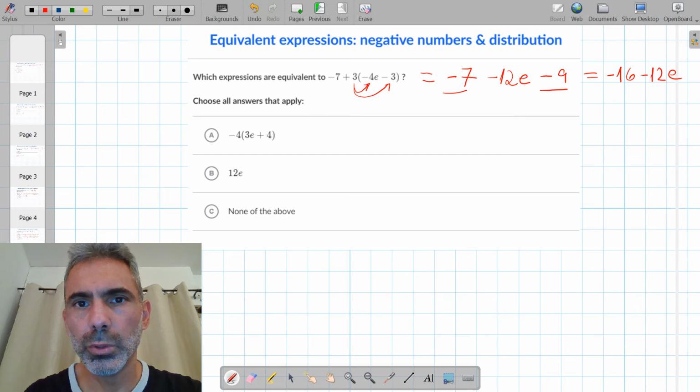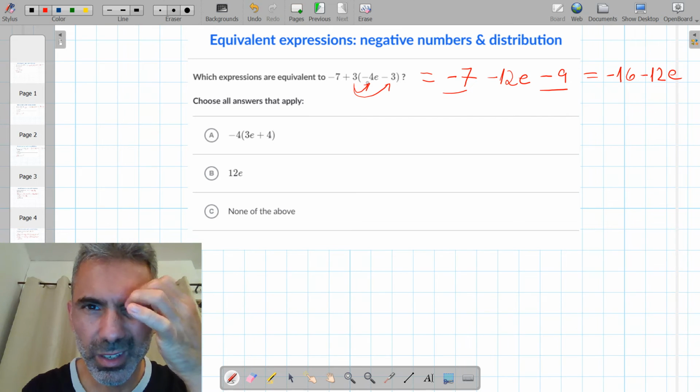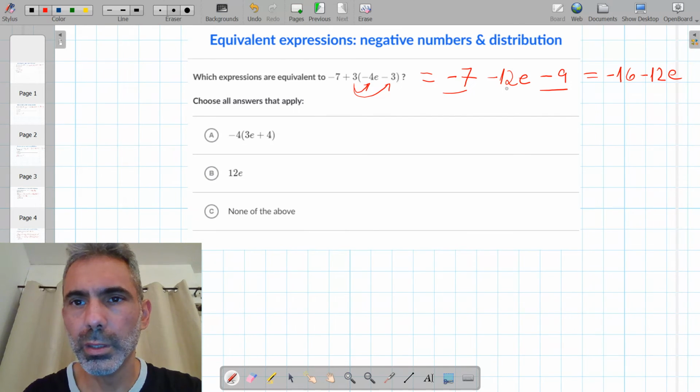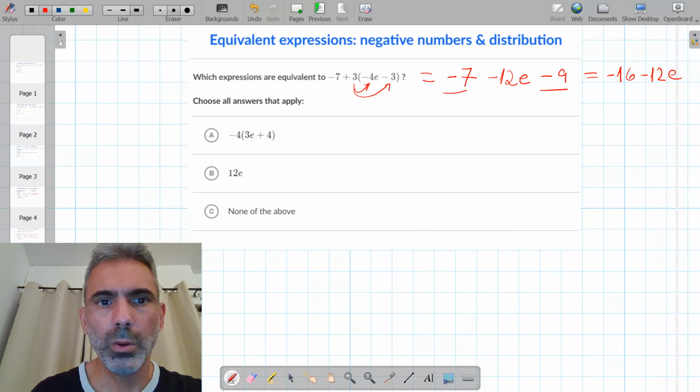Now let's make sure, minus 7. And then we multiply 3 times negative 4e to get negative 12e. Then 3 times minus 3 is negative 9. Minus 7 minus 9 is minus 16 minus 12e. Okay, so B is incorrect.